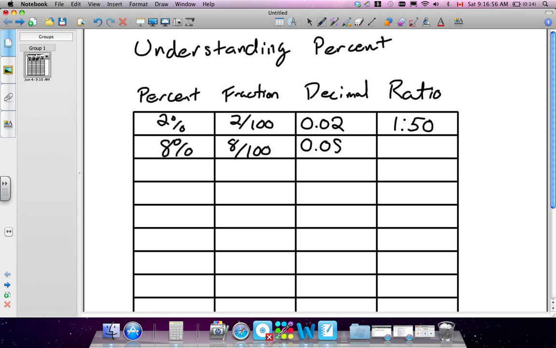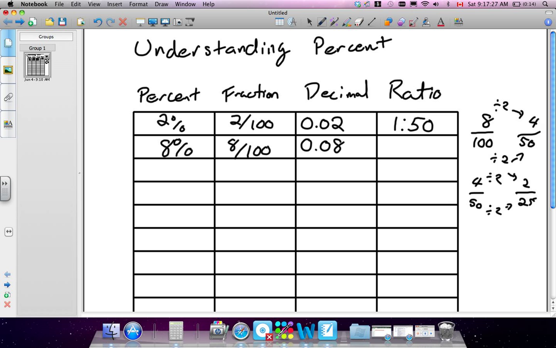Let's try to reduce this fraction. What can I divide both of these by? 2. So let's divide them by 2. 4 over 50. Can I reduce that? Yeah, it goes by 2 again. So let's write that. 4 over 50 divided by 2 divided by 2. What do we get? That'll be 2 over 25. Can I reduce that anymore? No, that's reduced. So the ratio will be 2 to 25.